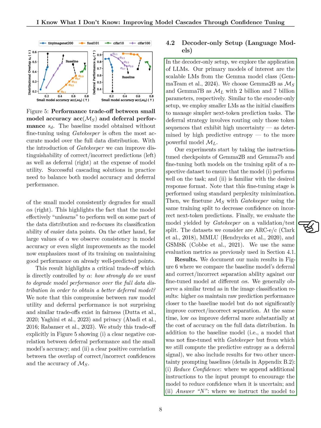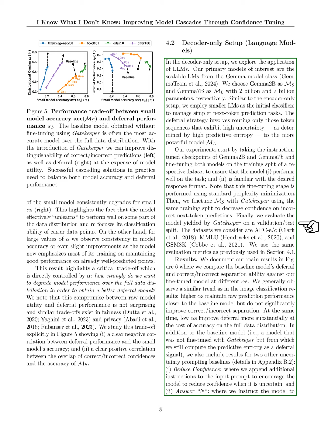Similar to the encoder-only setup, we use smaller models as initial classifiers for simpler next token prediction tasks. We implement a deferral strategy that directs only those token sequences with high uncertainty, indicated by high predictive entropy, to the more powerful model, Gemma 7B.